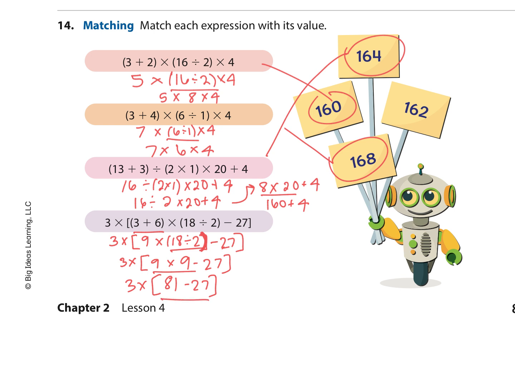81 subtracted. 81 minus 27. So when I do that, I am left with, is it 54? I'm just doing that in my head. Okay. 81, 27, just to show how I did that. That's a 4 and then 5. Okay, and then I'm going to do 3 times 54, and when I get that answer, I should end up with 162.